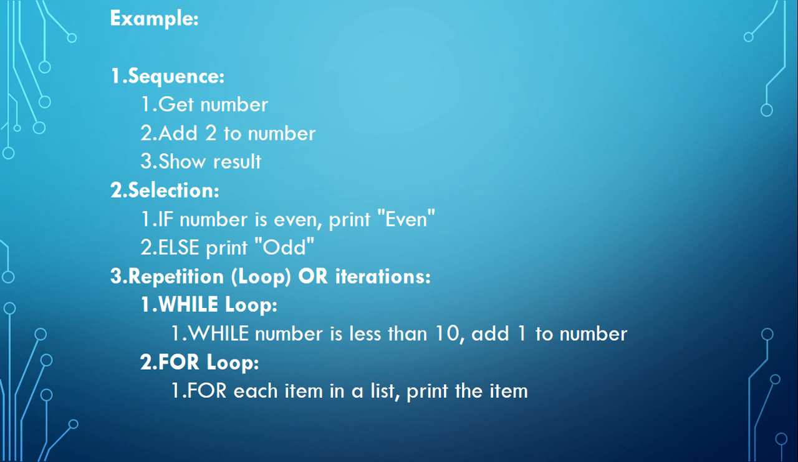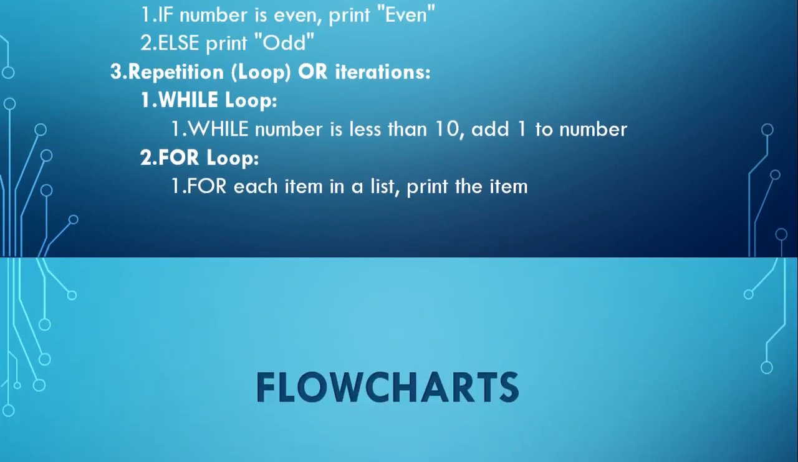Then repetition here, or iteration, or loop. You see we are using for and while loops. So while number is less than 10, add 1. You see now it's determining the condition, running the statement, then adding something to the condition. For loop: for each item in a list, print the item. So for example, you want to print numbers that are even between 0 and 10. So if number is even, you print. If it's not, you don't print. That is for the for loop.